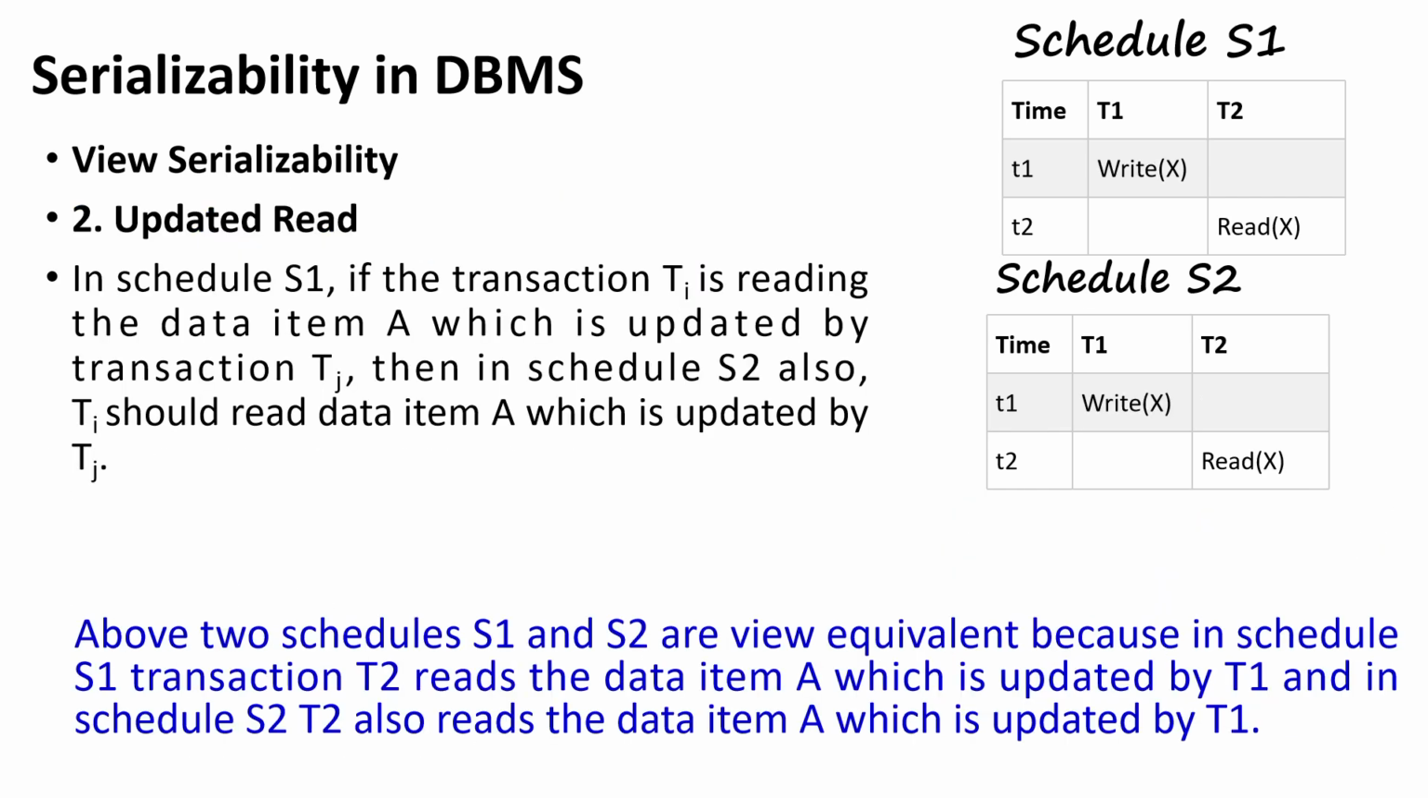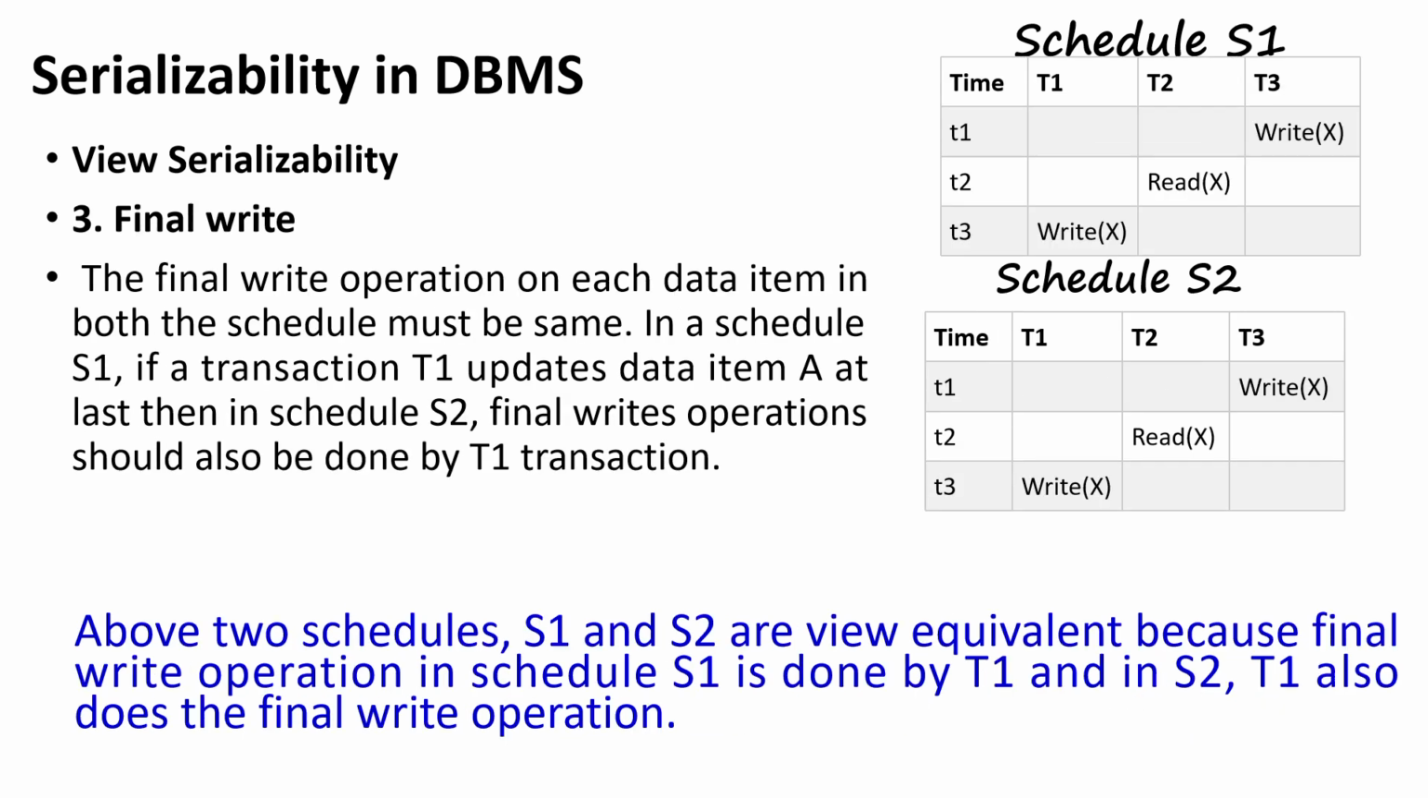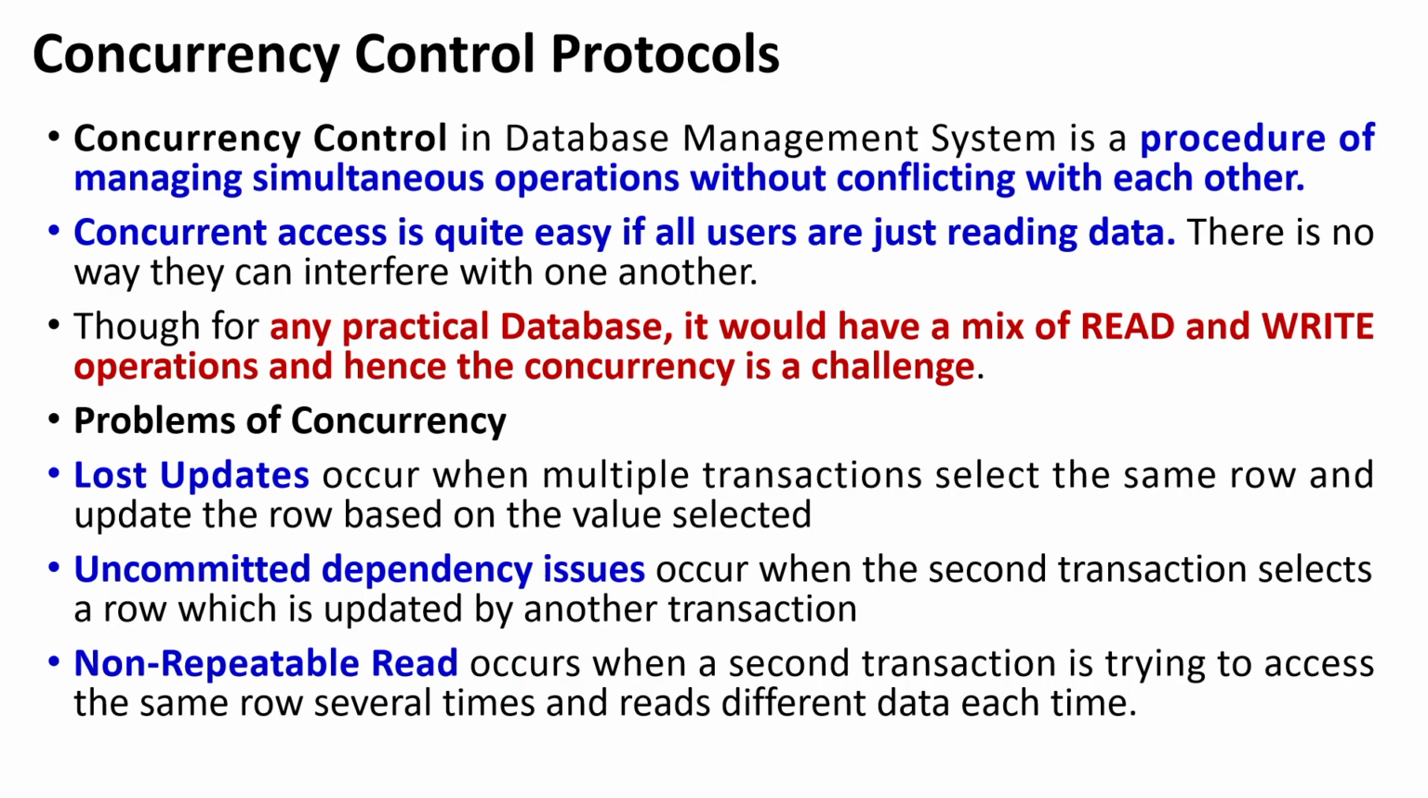Update read: in schedule S1, if the transaction Ti is reading the data item A which is updated by transaction Tj, then in schedule S2 also, Ti should read the item A which is updated by Tj. And next is final write. The final write operation on each data item in both the schedules must be the same. In schedule S1, if a transaction T1 updates data item A at last, then in schedule S2, the final write operation should be done by the T1 transaction.